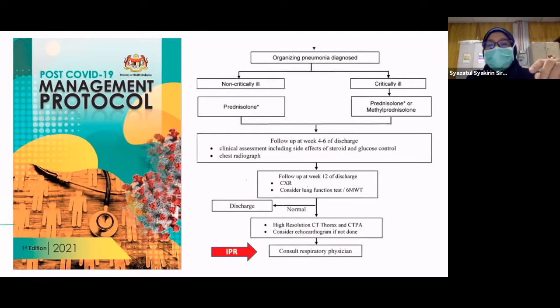So what we look at are the side effects of the steroid and also the glucose control, especially for diabetic and also newly diagnosed diabetic during the admission, and the chest radiograph. Following that, we could follow up at about 12 weeks, and consider lung function only if there is persistent chest X-ray abnormality. We could discharge if the patient has improved, and if not improving, then we could proceed with the high resolution CT or CTPA, depending on the abnormality that you're dealing with.